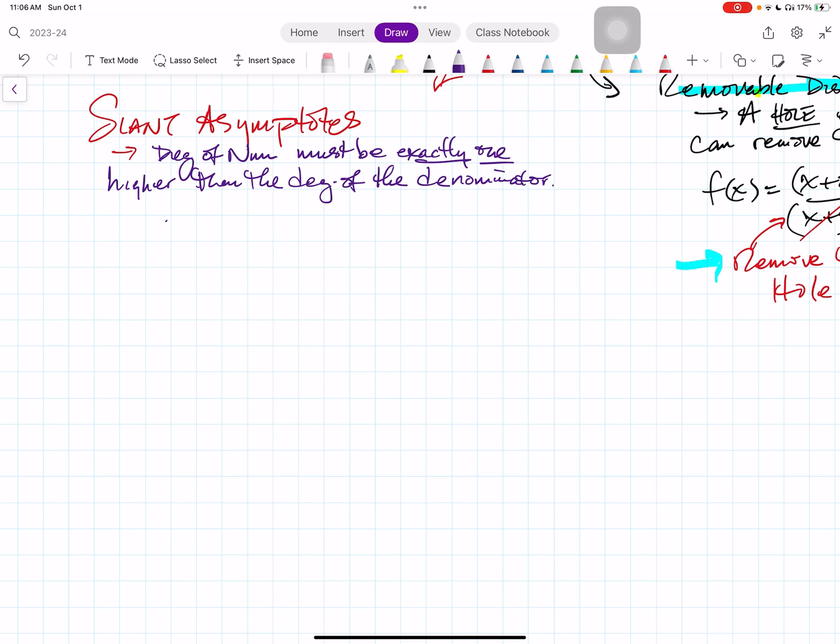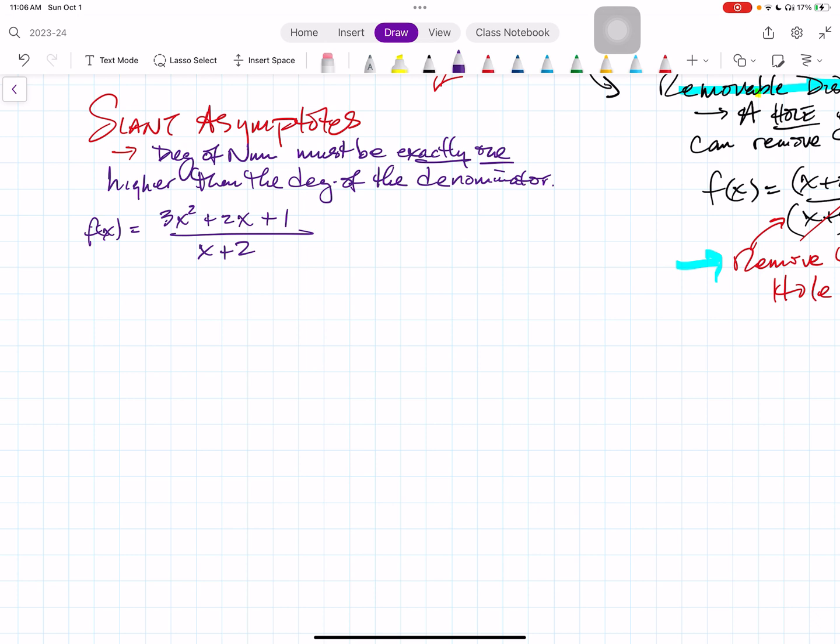Okay, so let's take a function here. I'm just going to make up a rational function. So let's say we have 3x squared plus 2x plus 1 divided by something one degree less. So the top is second degree, the bottom has to be first degree. So let me just make something up here, divided by x plus 2.